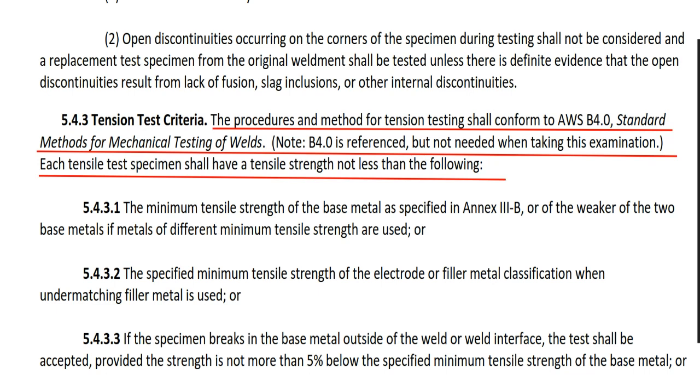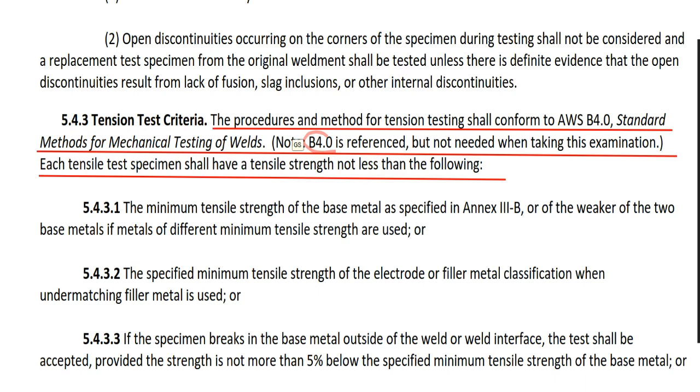The procedures and method for tension test shall conform to AWS B4.0, Standard Methods for Mechanical Testing of Welds. Note, B4.0 is referenced but not needed when taking this examination. AWS B4.0 is not required for the CWI Part B examination. Each tensile test specimen should have tensile strengths not less than the following.